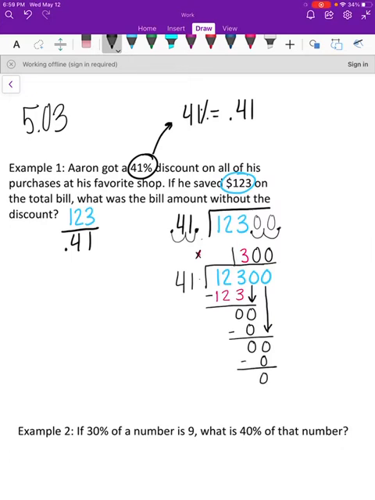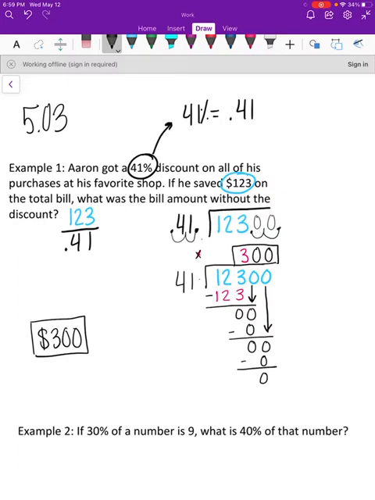So this right here is telling us how much Aaron spent before he saved the 41% discount. So it is $300. Woof. He saved $123. That's a good discount.